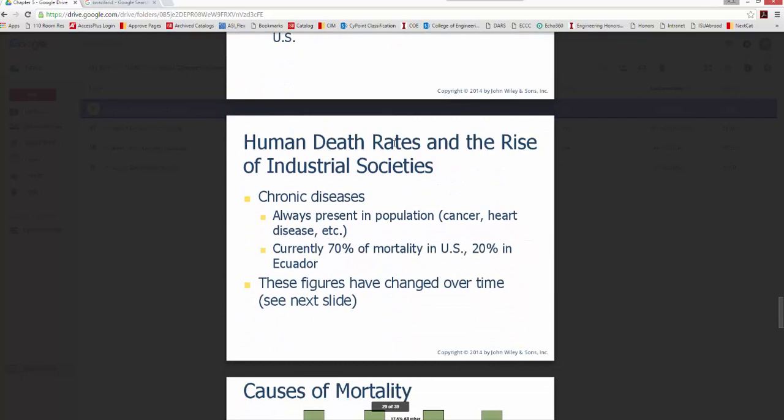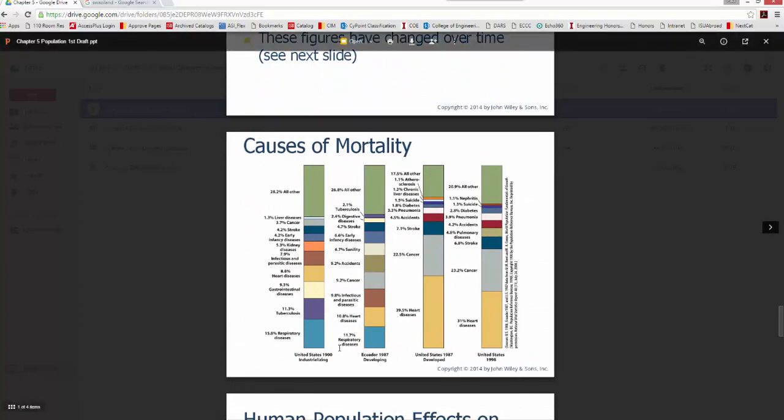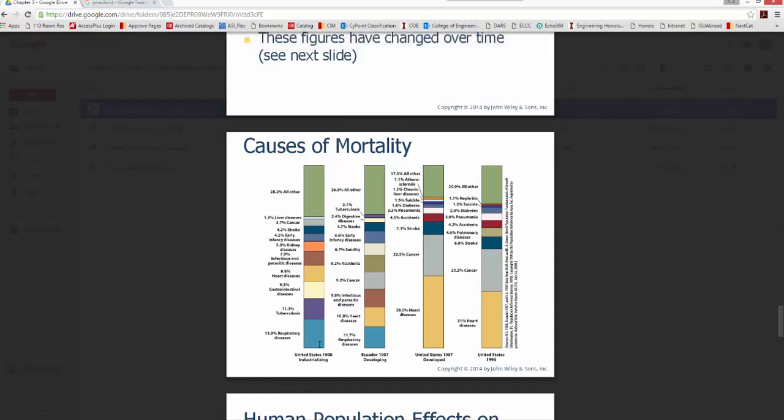However, if you look at chronic diseases, for instance heart disease, diabetes, the U.S. has a mortality rate of 70% compared to 20% in Ecuador. And that certainly has something to do with our diet. And then you can see here in one of the tables, it talks about the different causes of mortality. So you look at the U.S. back in 1900 when we were beginning to industrialize. Actually, we were 150 years into industrialization. But you see that about 16% of the mortality was related to respiratory diseases.